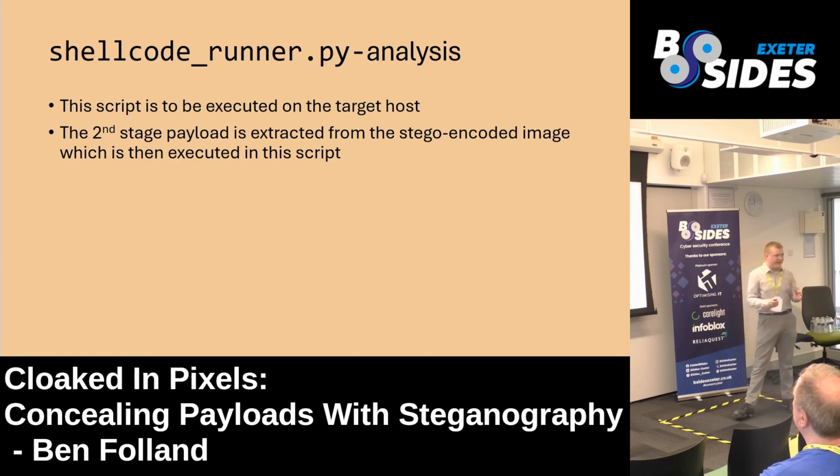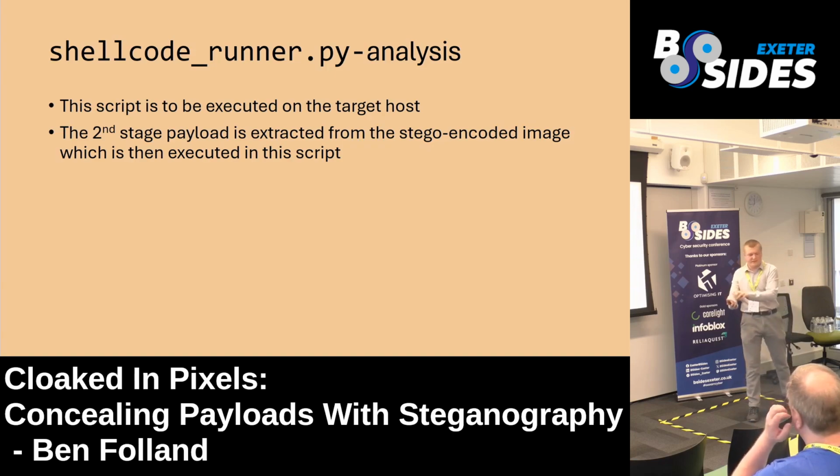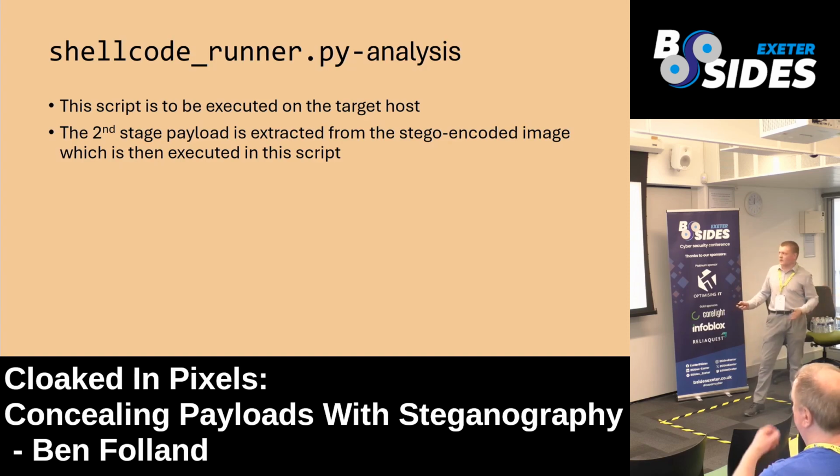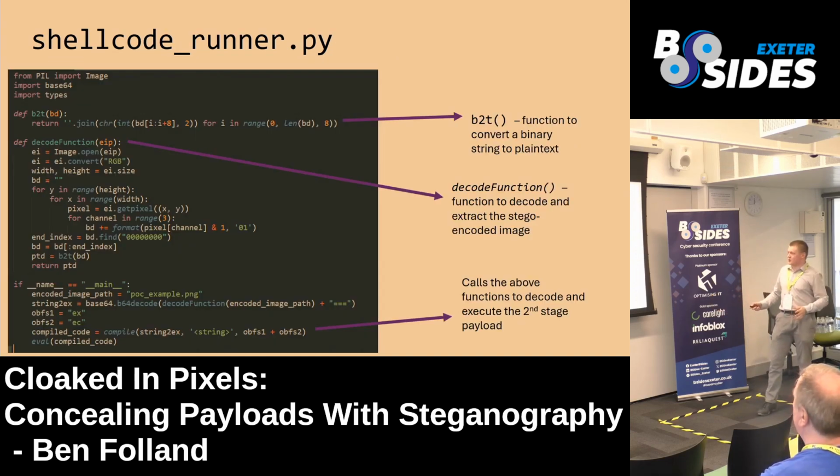So that was the script which takes your secret message, your second stage payload, and it encodes it within the image. This script is the one which does the opposite. It decodes it and then executes it. This one would only be run on your compromised host. Obviously, if you're doing a penetration test or a red team operation, you wouldn't call your script shellcode runner. I don't know what you would call it, but this one's a lot shorter, and it's got worse variable and function naming conventions. So we've got this function here, B2T.